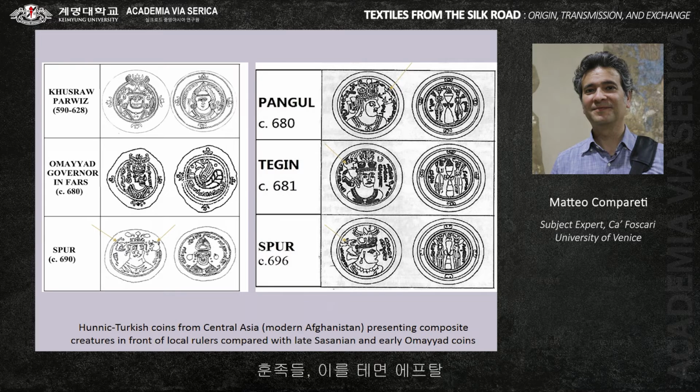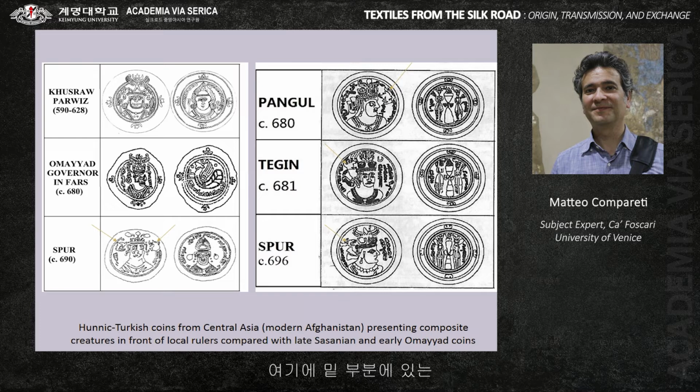And the Huns, like Hephthalites, Alkhan, and other groups localized in what is modern Afghanistan, started to have representations of this creature everywhere.